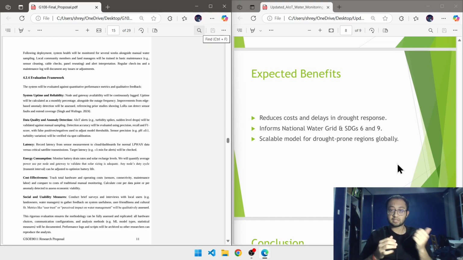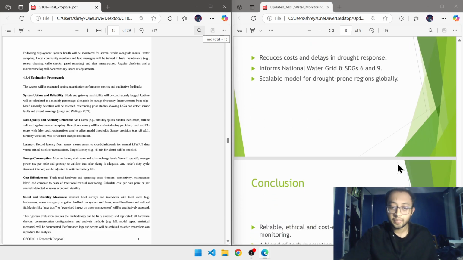Moving on, what are the expected benefits that we will be getting from the solution? Definitely, as I mentioned before, there should be reduction in costs and delays in drought response should be negligible. The national water grid will be informed of the updates. That is another thing that can accentuate the solution. Scalable models are for drought-prone regions globally. So this is a solution that is widely scalable and can be implemented in other regions outside of Australia as well that have a similar geography.